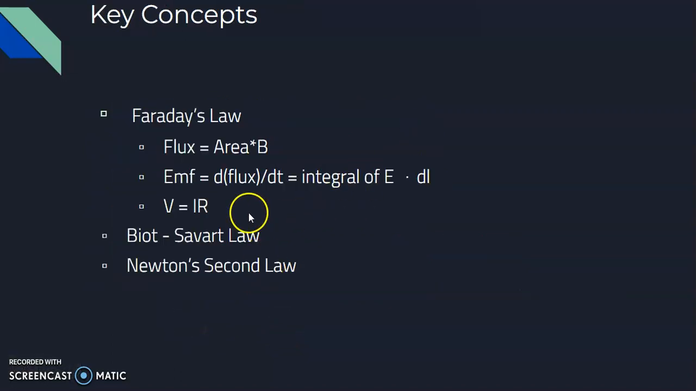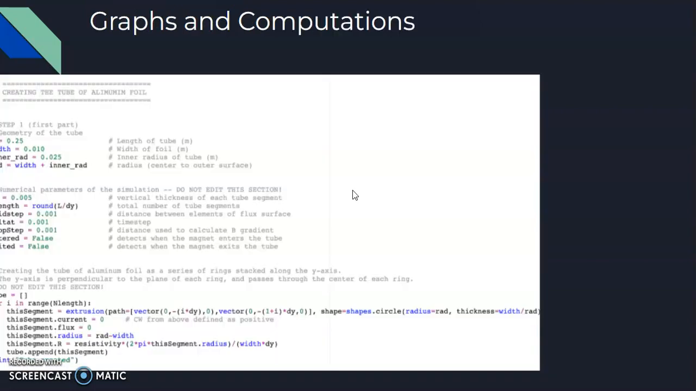So here are some key concepts. Faraday's law: the flux is area times the magnetic field, and the derivative of the flux is equal to the EMF, and voltage equals IR. And yeah, you can use this and relate them to each other.